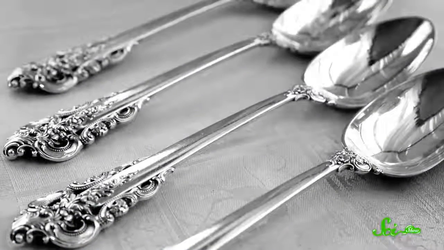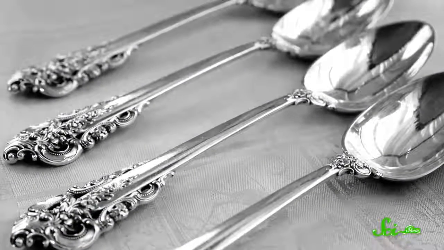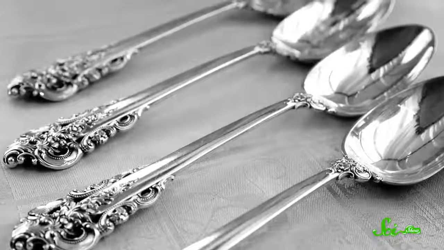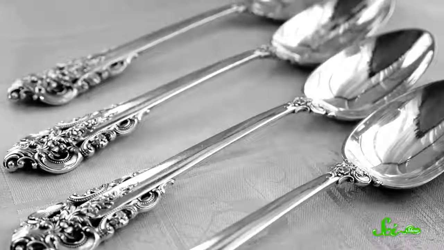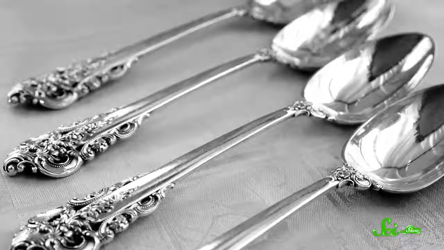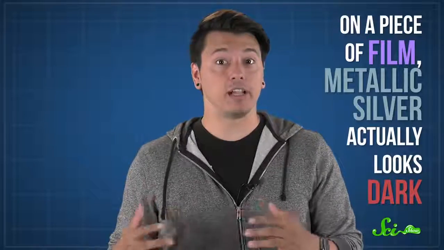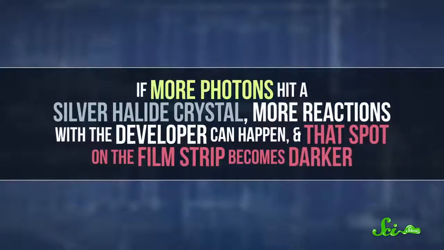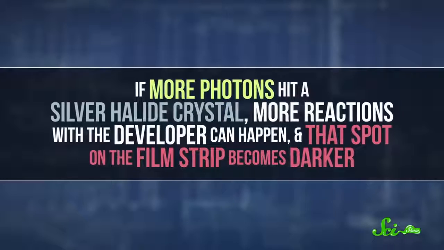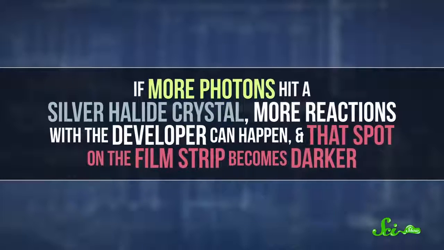Now, you might assume that the metallic silver will look like shiny spoons in a fancy dining set, but in order to have that mirror-like surface, the silver atoms have to be arranged in a rigid, uniform pattern so they all reflect light the same way. When you look closely at a photograph, though, you can see that the film grains are bumpy and uneven. On a piece of film, metallic silver actually looks dark.